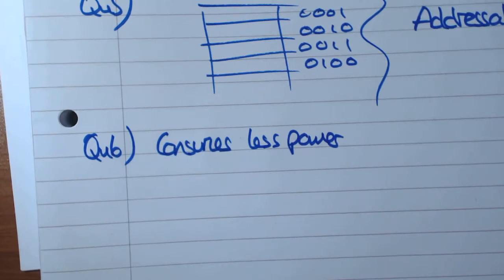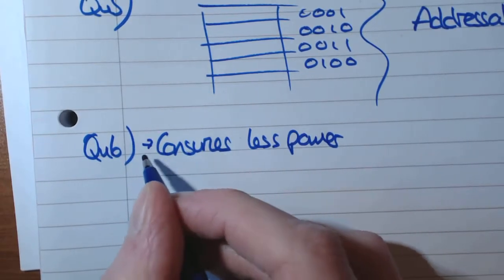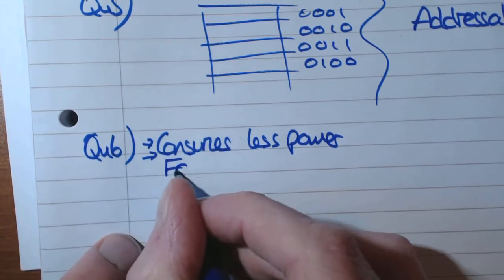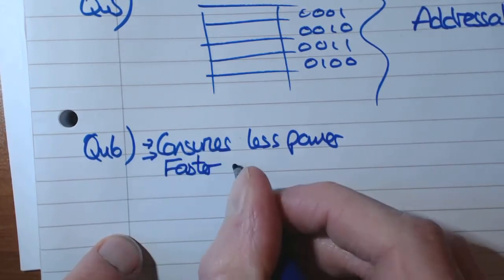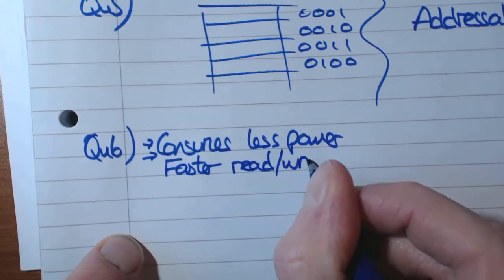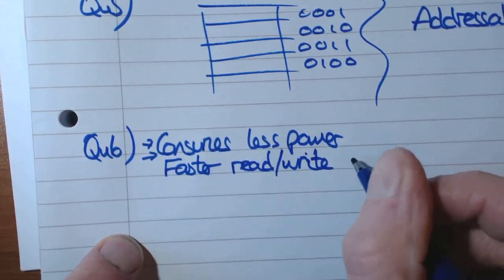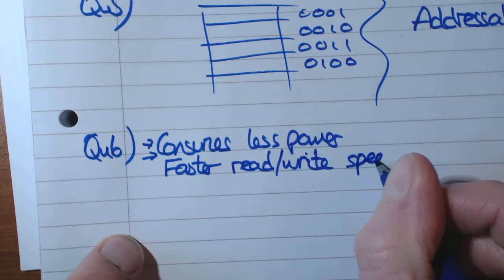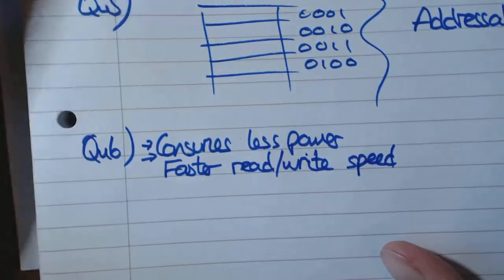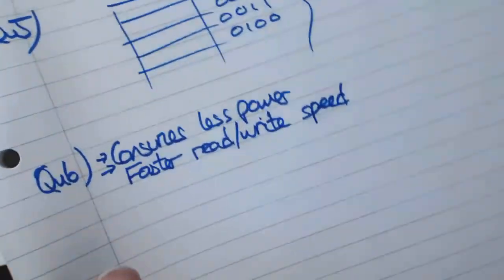And we can also say fast read-write speeds. Okay, so faster read, or you could say faster access times, faster read-write speed. Right, and again you can always have a wee look at the marking scheme and see the alternatives.